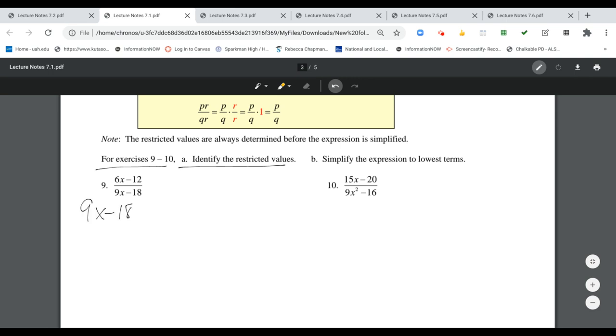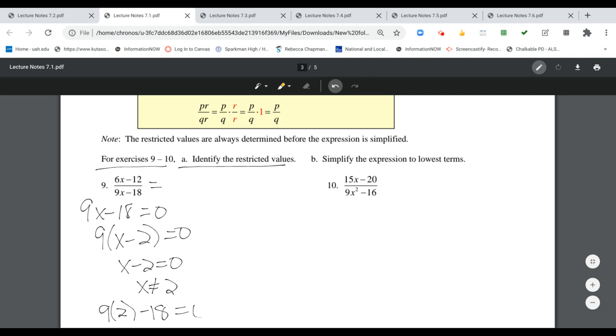9x minus 18 equals 0. That gives me 9 times x minus 2 when I factor it, and x minus 2 equaling 0. So my restriction is 2. Now, that was to identify the restricted value. So x cannot be 2 because 9 times 2 minus 18 equals 0, and that's not possible. Your denominator cannot be 0.